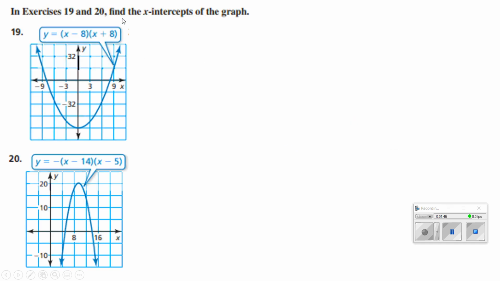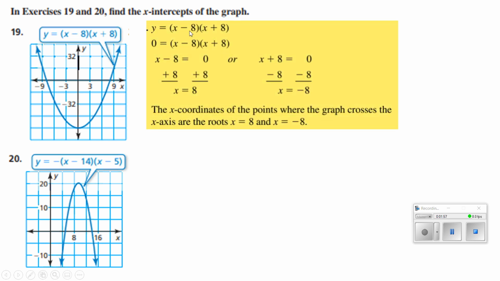Number 19 says find the x-intercepts of the graph. When I do this, I see that y equals x minus 8 times x plus 8, which means my answers have to be 8 and negative 8. You see, I'm going to have to set y to 0, and I have to set each of these factors to 0, right? So this would be x minus 8 equals 0, and x plus 8 equals 0.